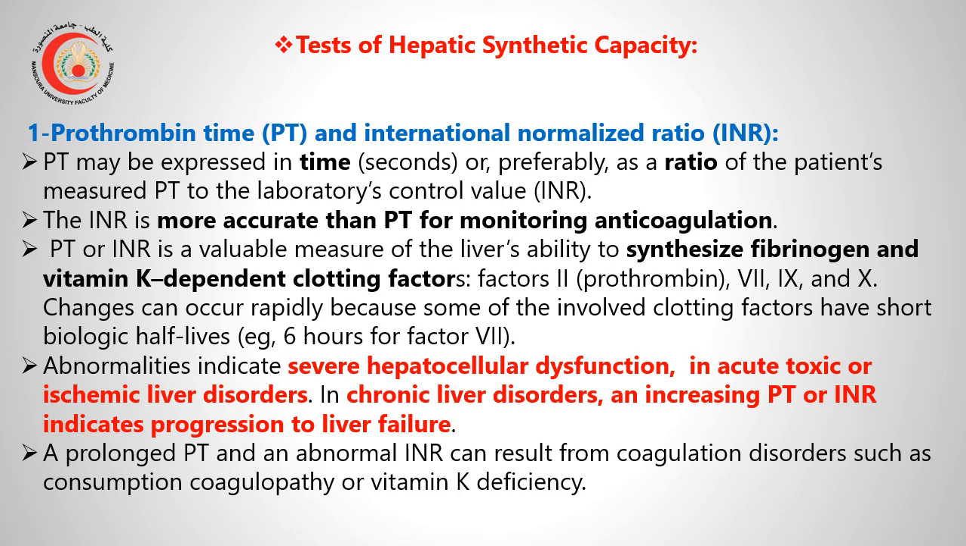The prothrombin time, or INR, is a valuable measure of the liver's ability to synthesize fibrinogen and the vitamin K dependent clotting factors. The changes can occur rapidly because some of the involved clotting factors have a short biologic half-life. Abnormalities indicate severe hepatocellular dysfunction, as in acute toxic or ischemic liver disorders. In chronic liver disorders, an increasing prothrombin time or INR indicates progression to liver failure. Other causes for prolonged prothrombin time or abnormal international normalized ratio are coagulation disorders such as consumption coagulopathy or vitamin K deficiency.